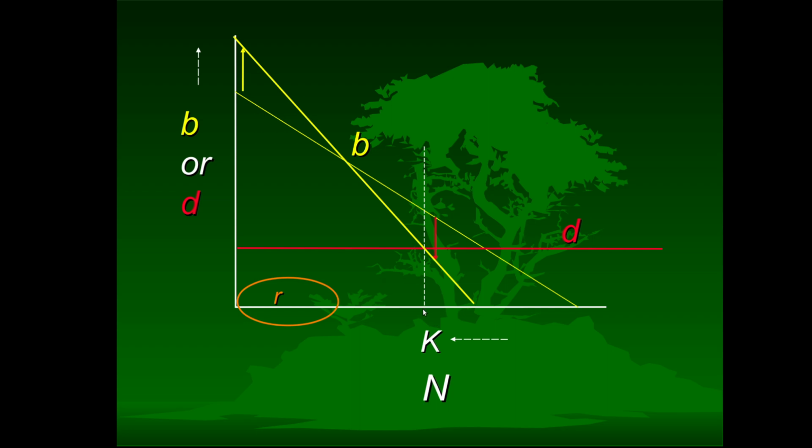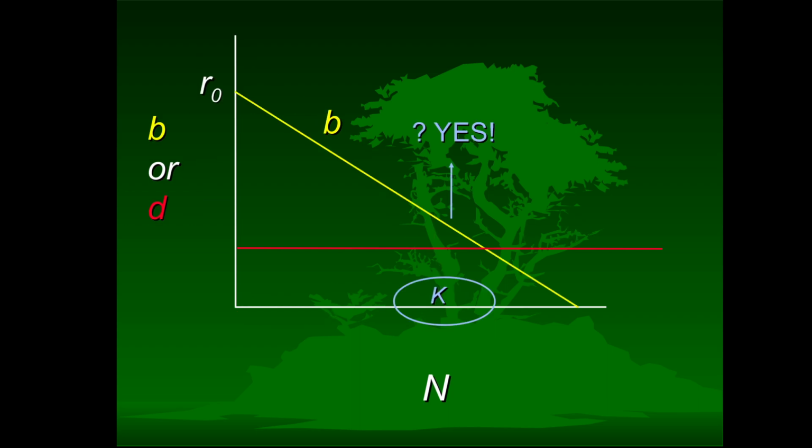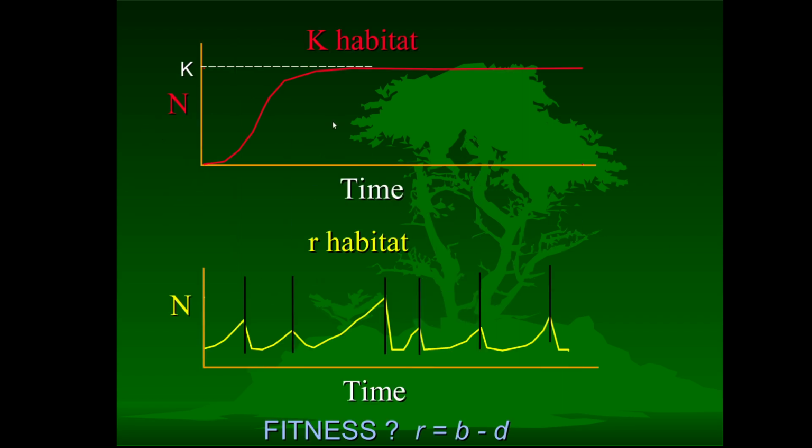And a K-selected population in a K environment is the opposite end of the spectrum. This is a population that rarely experiences any kind of density independent disturbance up here. So it's a stable population near carrying capacity with scarce resources per individual. So increasing fitness is expected to require strong competitive ability.